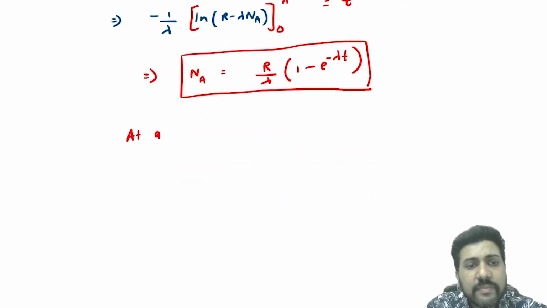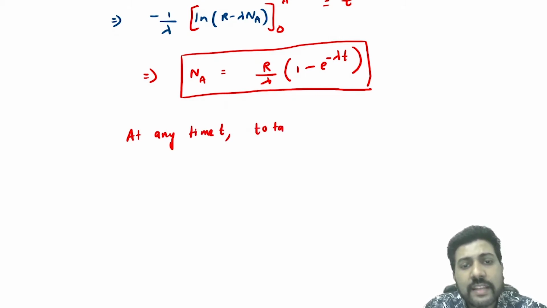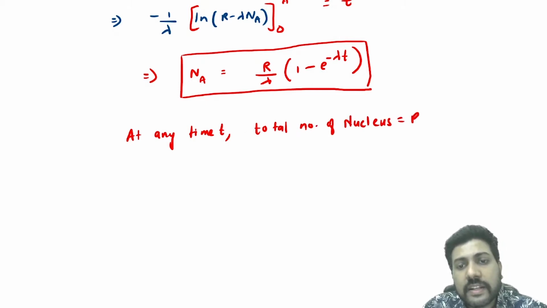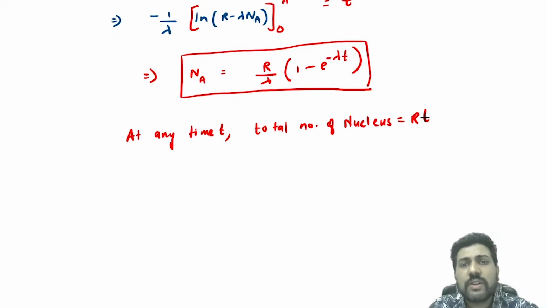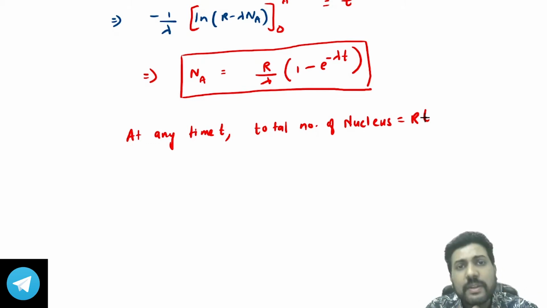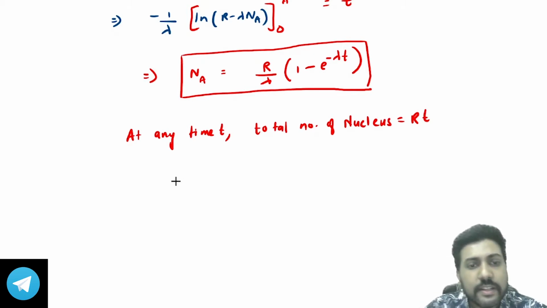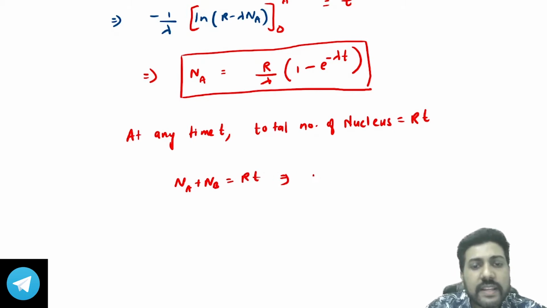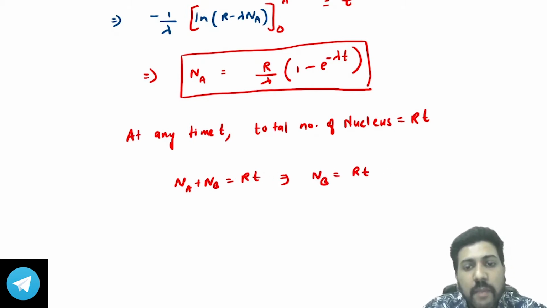Now at any time t, the total number of nuclei has to be equal to Rt. Why? Because initially there were no nuclei and the factory is producing the unstable nuclei at a constant rate R. So at any time t, how many nuclei will be formed? Rt. And initially there were no nuclei of B. So the total number of nuclei at any time t has to be equal to Rt. That means Na plus Nb has to be equal to Rt. So from this you will get Nb is equal to Rt minus Na.